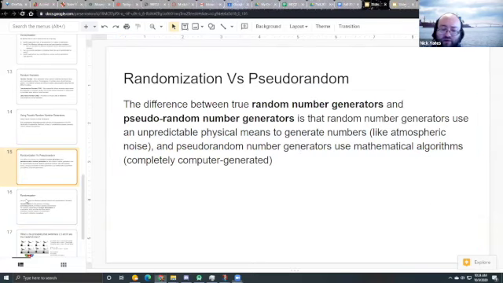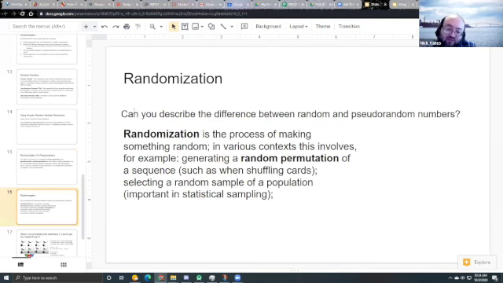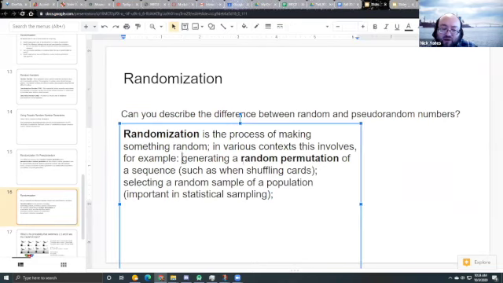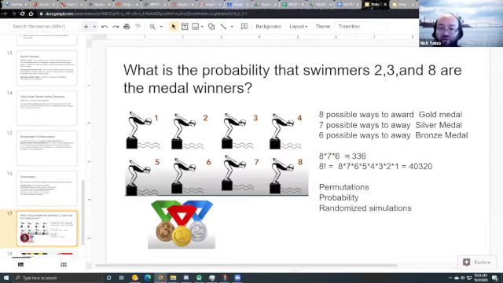So let's look at a quick application. We're going to talk a lot more next week when we get into data, simulation, and modeling about some applications, but just a quick view of the application. Randomization can often be something like generating a random permutation of some sequence, like shuffling cards, or selecting a random sample of a population using statistical sampling. And so we have one example here where maybe you're asked to calculate the probability that 3 specific swimmers, let's say the numbers 2, 3, and 8 right there, are going to be the medal winners to get the gold medal, the silver, and the bronze.